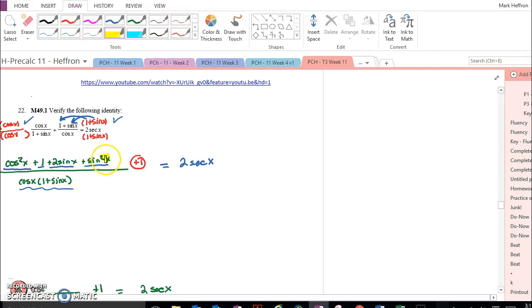Another trig identity from the unit circle comes from cosine squared and sine squared equaling 1. So we can replace these with 1. And now this 1 and this 1 makes 2. So I have 2 plus 2 sine of x all over that same denominator of cosine x times 1 plus sine of x.